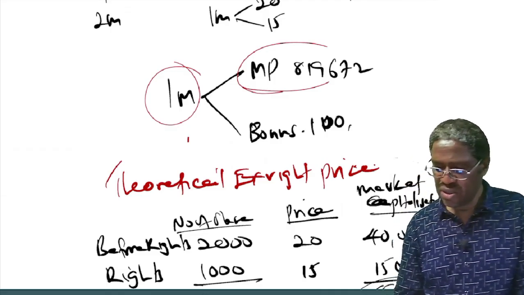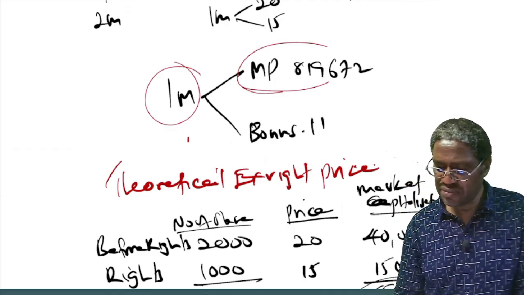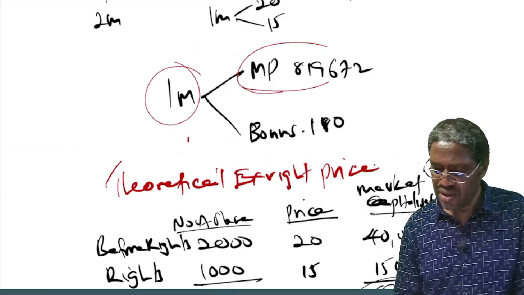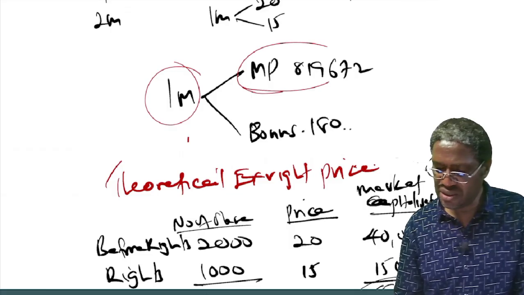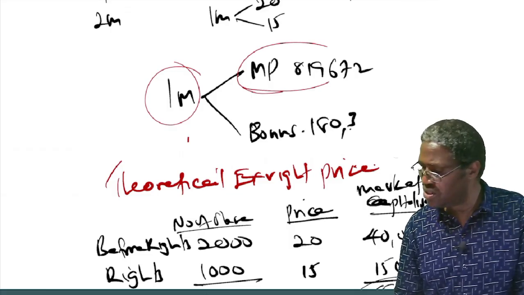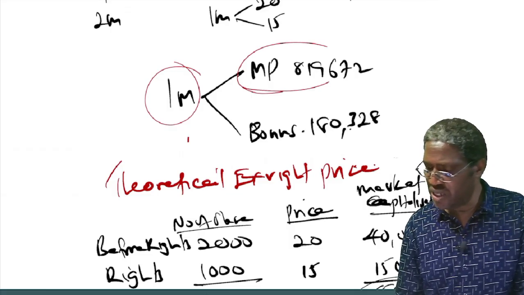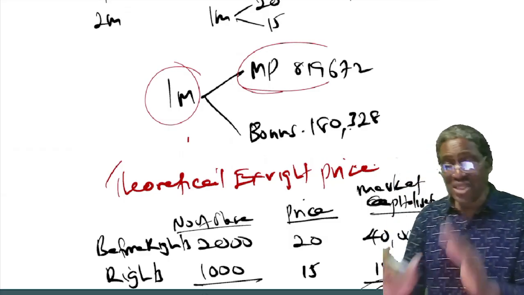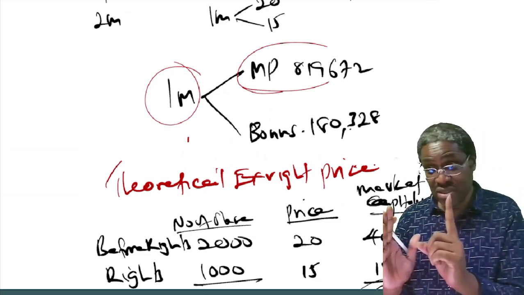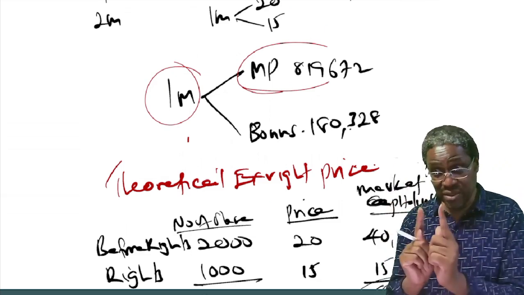180, sorry. It's about 180. Those deemed to be issued as bonus are 180,328. Good. 328 to the nearest whole number. Good. So that's how you separate. Now listen. That's how you separate.